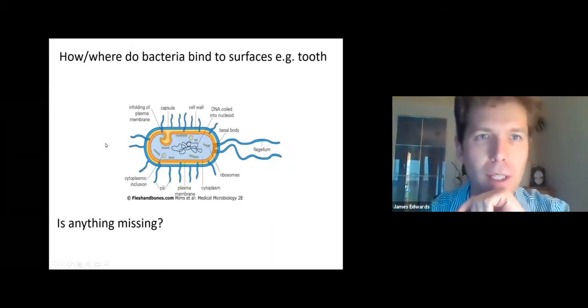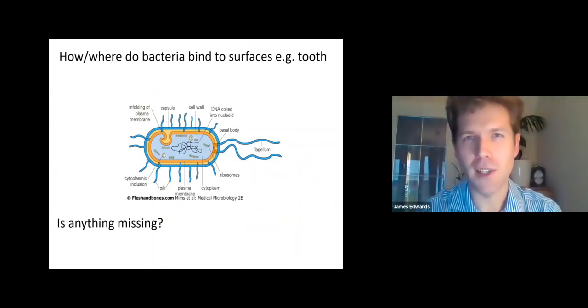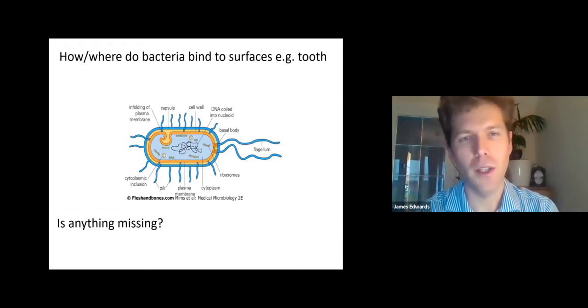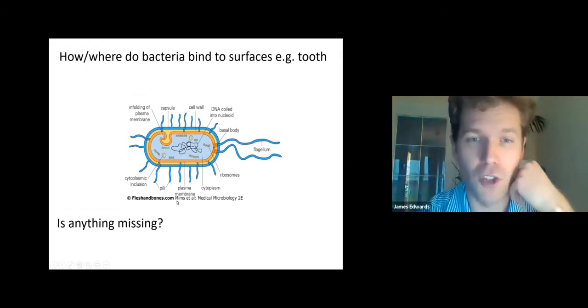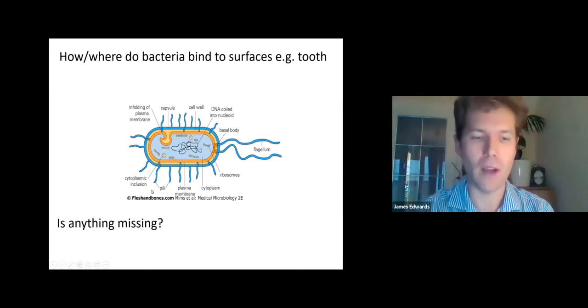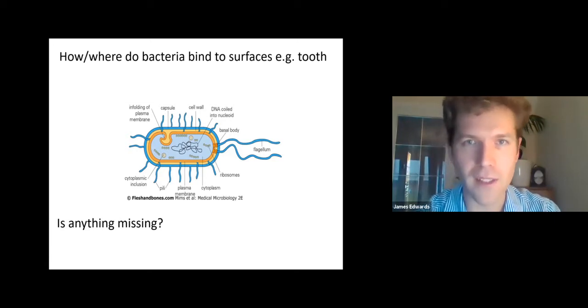Before we go any further, let's quickly think a little bit about how bacteria bind and adhere to surfaces such as the tooth. This is an image which we cover in year 1, showing the generic features and generic cell structure of bacteria. And when we're thinking about how bacteria stick to surfaces, the one thing which people always highlight in these images, of course, is the pili.